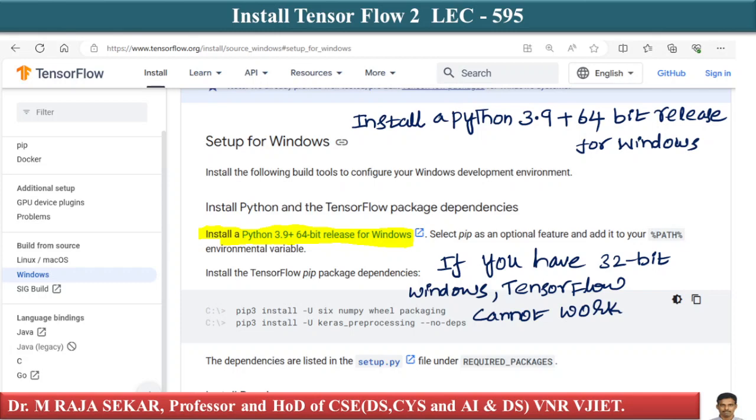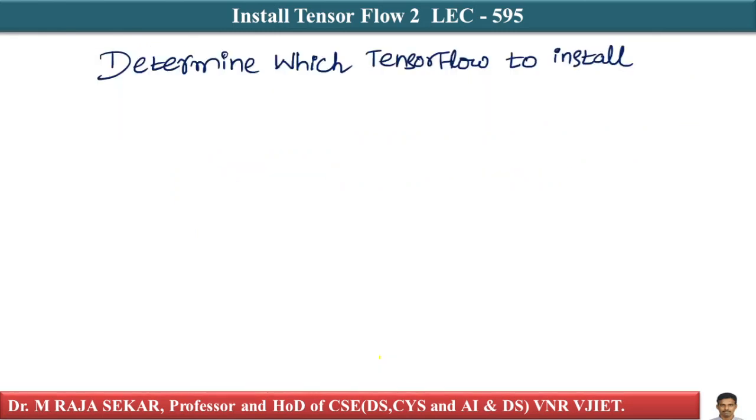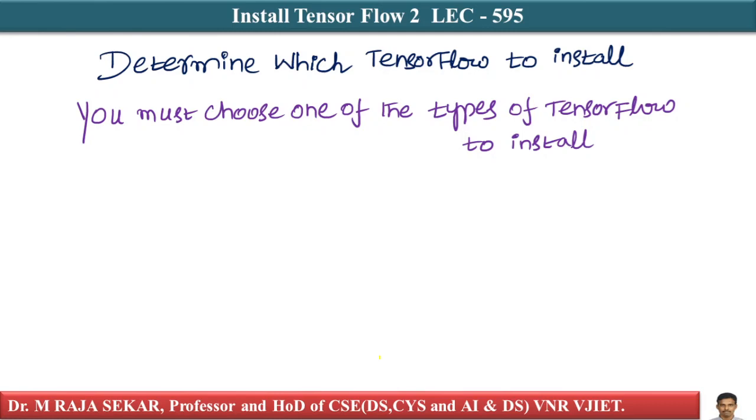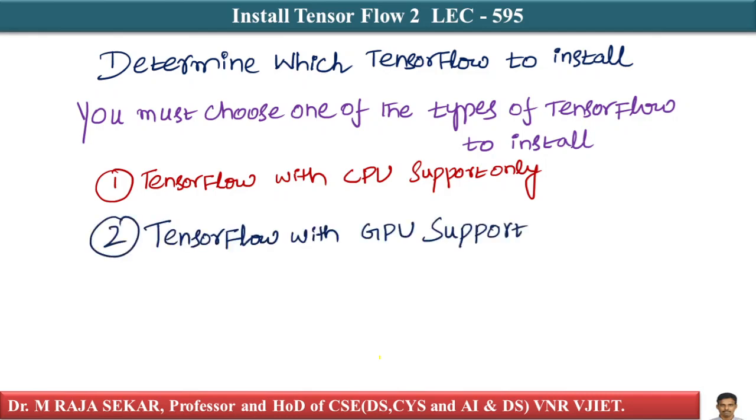And if you already have a GPU, you can install TensorFlow with GPU support. For that, you need an NVIDIA GPU. You must choose one of the types of TensorFlow to install: TensorFlow with CPU support, or TensorFlow with GPU support, isn't it? If you don't have a GPU, which is the case with most of the students, you can just install with the CPU support. That's perfectly okay. If you want to install with GPU, you need to install something called CUDA.